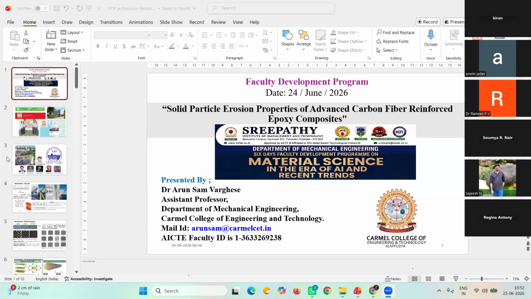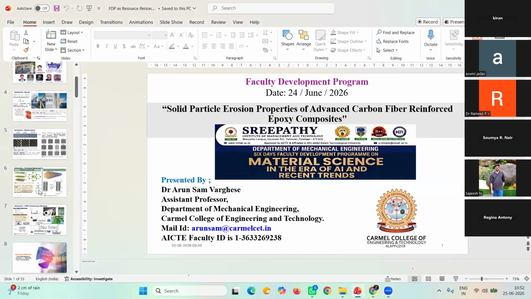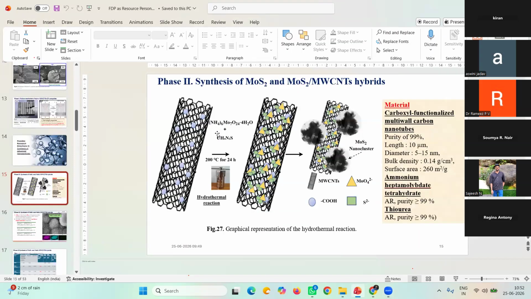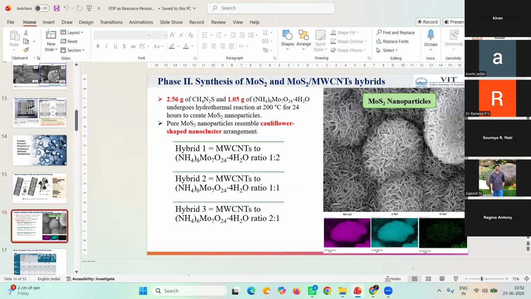Before anyone else, I have one doubt. There was one slide regarding manufacturing the hybrid, I think molybdenum disulfide and MWCNT. But in that reaction, I was seeing some other chemicals, some long names. Yes, sir. So what is that material actually? In the next slide also, there is the ratio. What is that, sir?